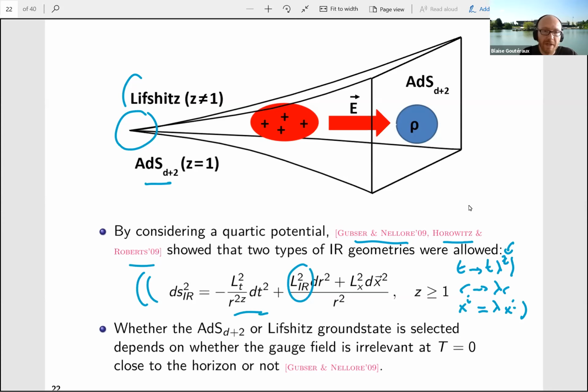Now, whether you get the AdS2 or the Lifshitz geometry in the infrared, whether you go to one or the other of these two types of fixed points, depends on whether the gauge field is irrelevant at zero temperature close to the horizon or not. So it depends on the dynamics of the gauge field in this region. This is what these people showed.